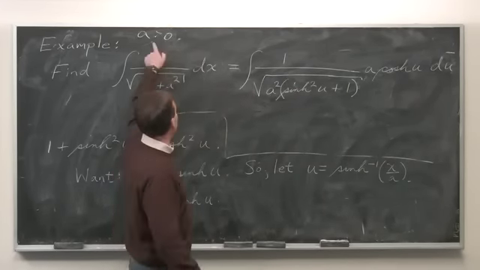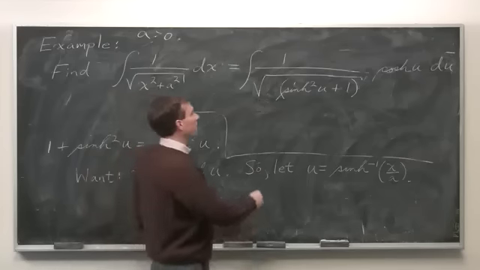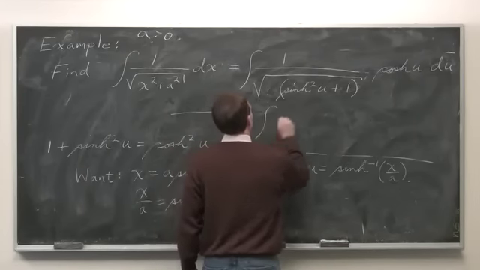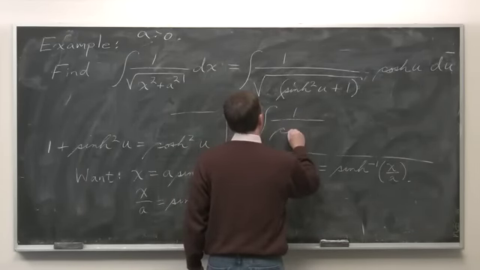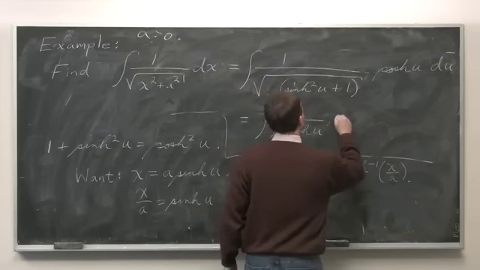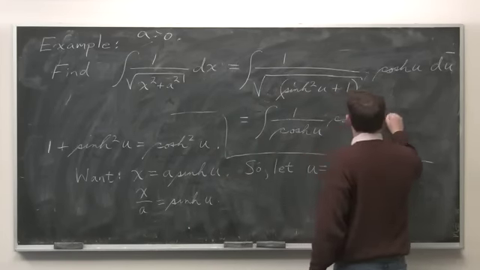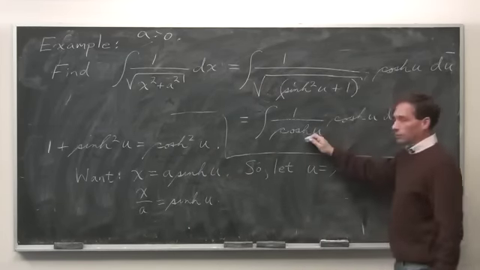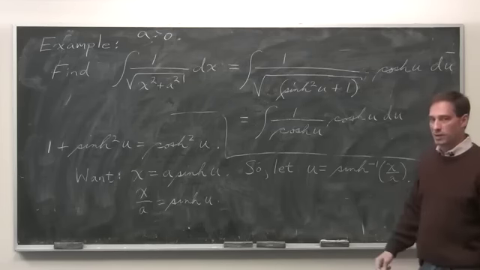Sine squared u plus 1 is hyperbolic cosine squared. The square root of that is the absolute value of hyperbolic cosine. Hyperbolic cosine is always positive. That's hyperbolic cosine. So what you get is the integral of 1 over hyperbolic cosine of u times hyperbolic cosine of u du. These cancel. You get the integral of 1 with respect to u.